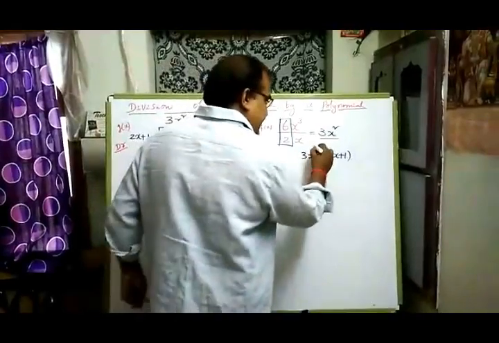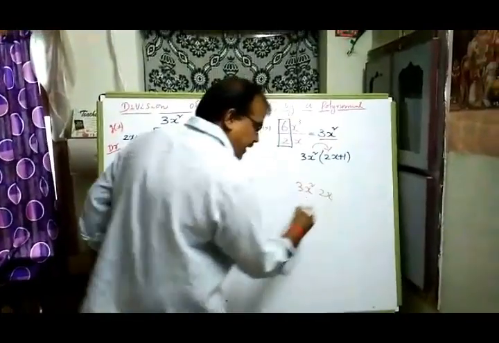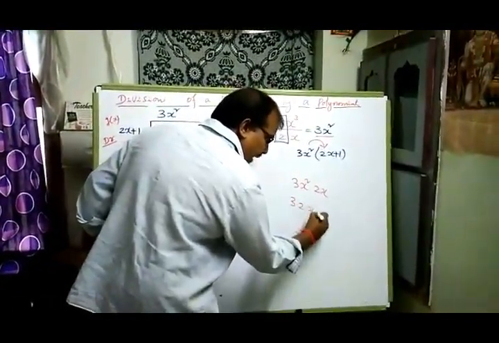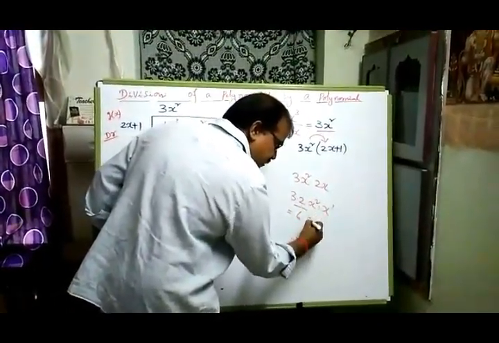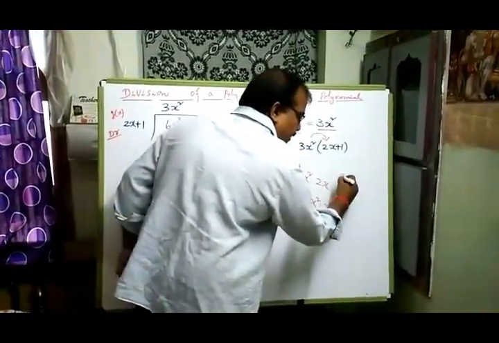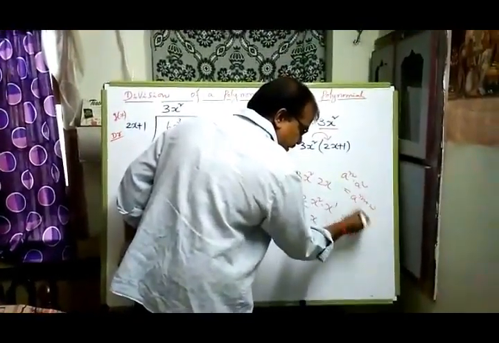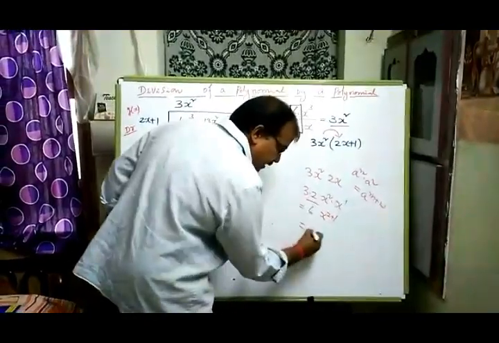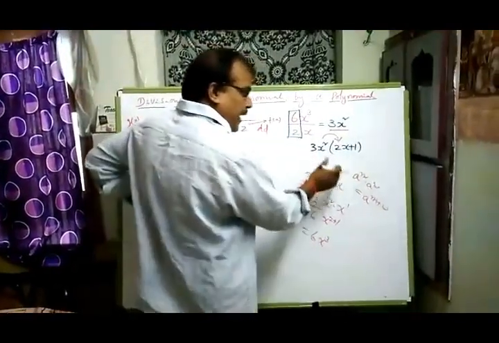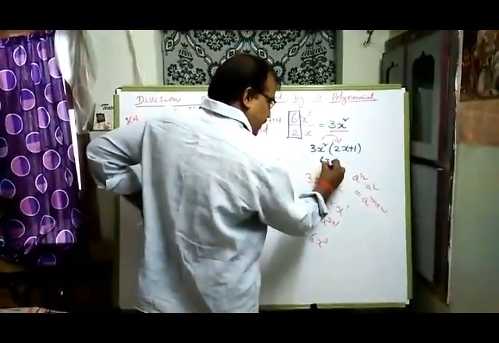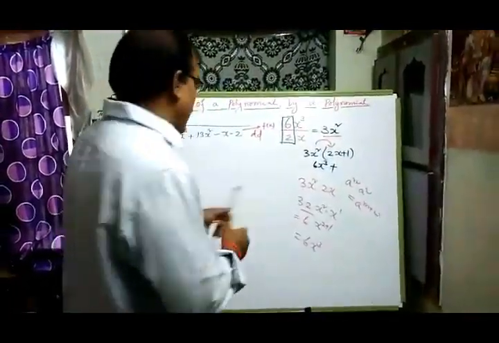So here, 3x square into 2x is nothing but 3 into 2 into x square into x. X is x to the power of 1. 3 twos are 6. A to the power of m into a to the power of n is equal to a to the power of m plus n, so x to the power of 2 plus 1 is x cube. So 3x square into 2x is 6x cube. Now one more multiplication.